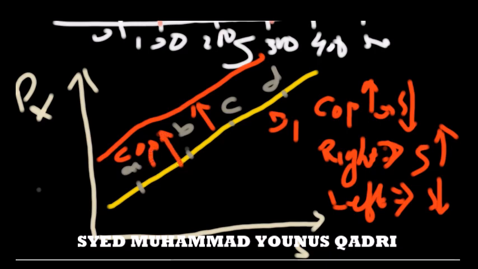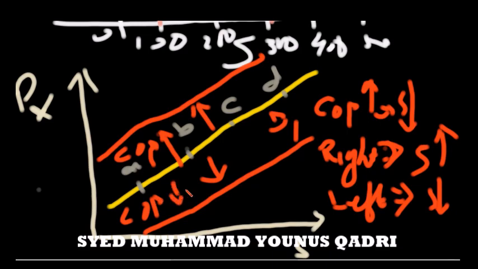Now, if the cost of production decreases, the supply curve will move towards the right. If the manager takes a good decision, it will increase the supply. So the supply curve, it is the supply, not the demand curve, will move towards S2, and this is S3.